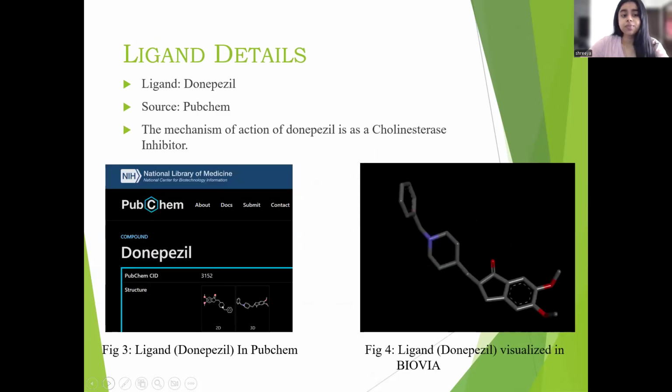Coming to the ligand, I chose Donepezil, and I took it from PubChem. The mechanism of Donepezil is the inhibition of cholinesterase. This is the PubChem website from which I have chosen, and this is the ligand in BioVia. It is also not prepared; it is just visualized.